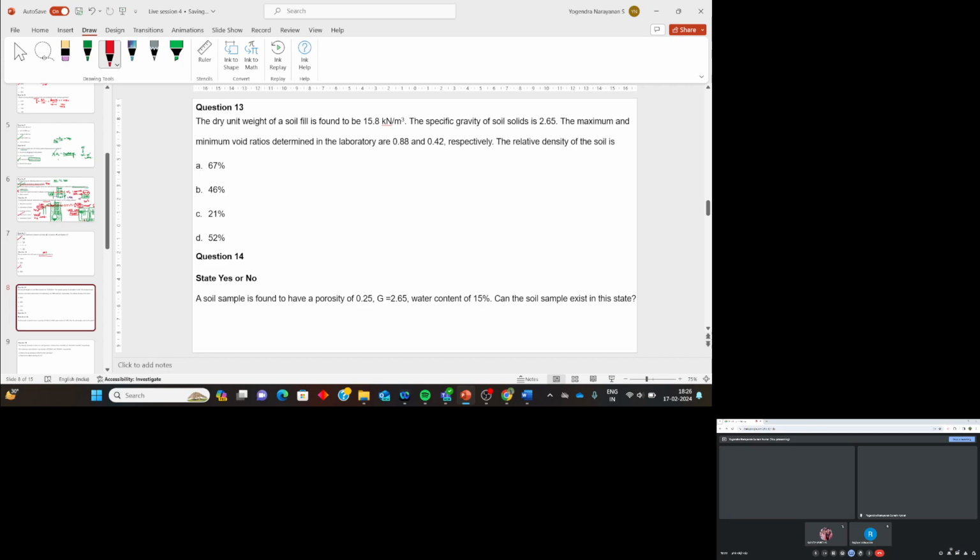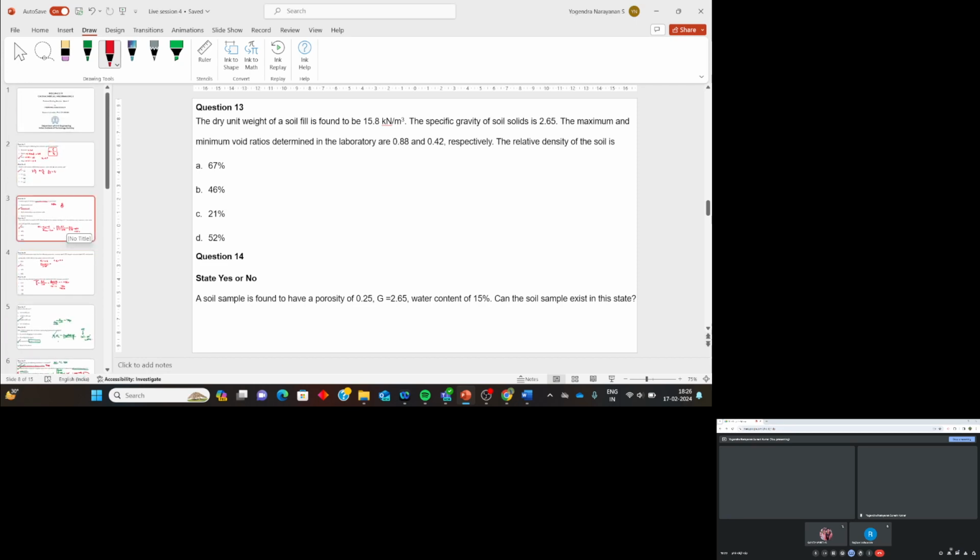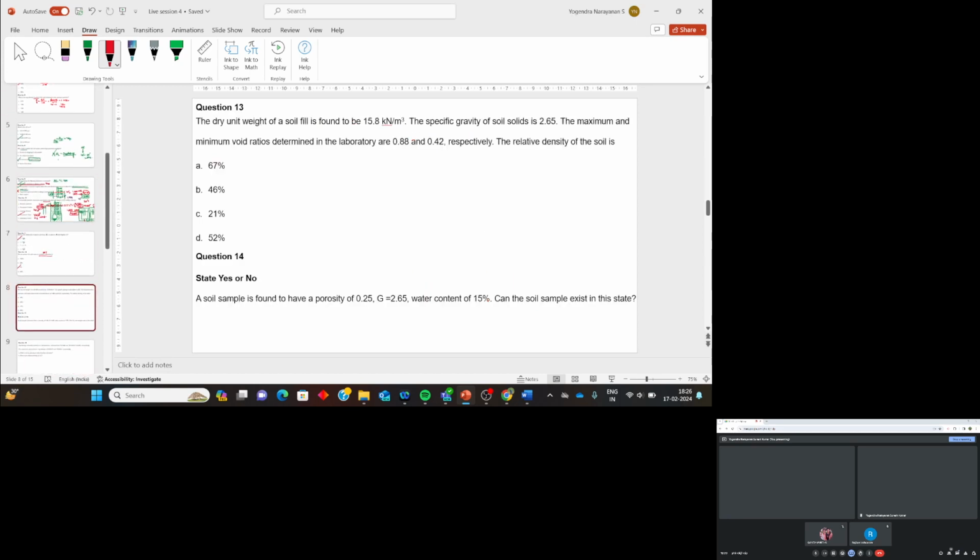So I think this question is also a slightly extended version of the relative density problem which we solved here. The dry unit weight of a soil fill is 15.8 and the specific gravity is 2.65. The maximum and minimum void ratios are 0.88 and 0.42 respectively. The relative density of the soil is? Can you solve? Yes, sir. How will you proceed now? Relative density formula is equal to e max minus e by e max minus e minimum. We know e max and e minimum. And now we can solve e, where we use the formula gamma d is equal to gamma w into G by 1 plus e. So solve the e value. Please solve the problem and let me know the option.